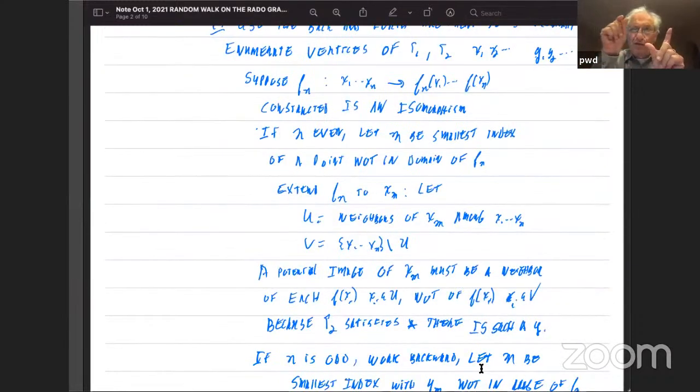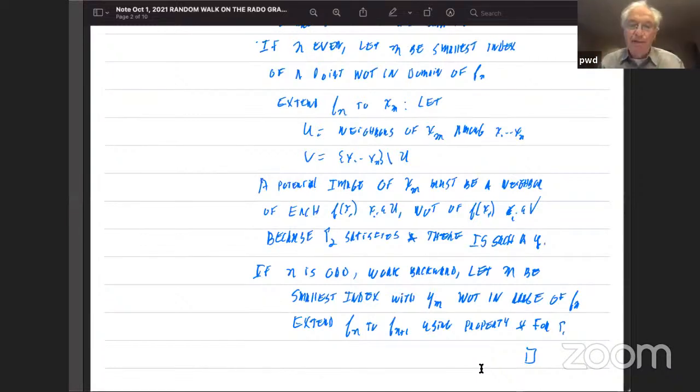A potential image of the new point has to be connected to the images of the points in U and not connected to the images of the points in V, but there is such a point because gamma 2 satisfies star. So just extend it. Now I want my mapping to be onto. So at the odd times, suppose we've constructed the map up to now, take a point which isn't in the range of the map and just do the same thing. It's connected to some of these, it's not connected to some of those, and there is a point back here which maps correctly. So it's easy. It's this classical back and forth argument. So therefore, there is this thing.